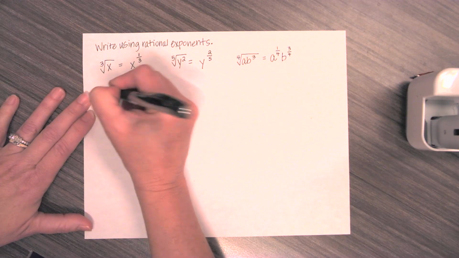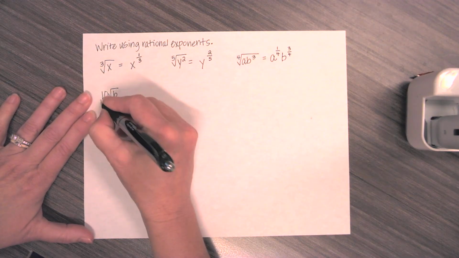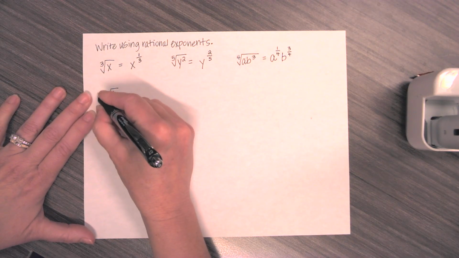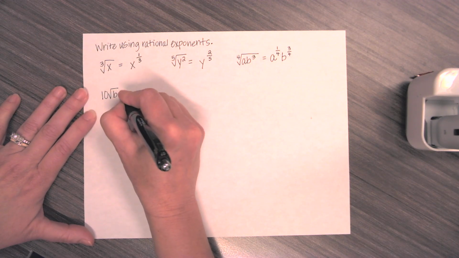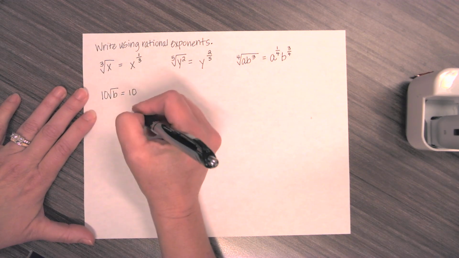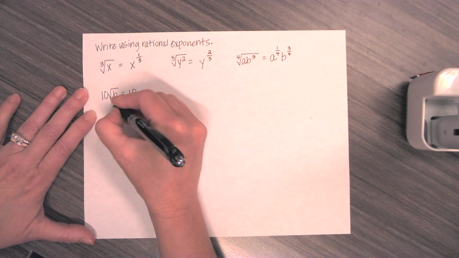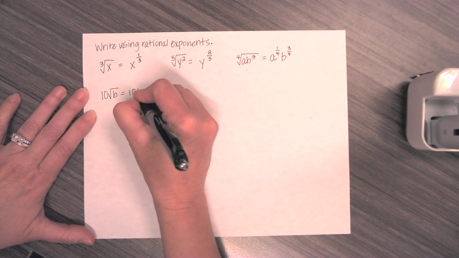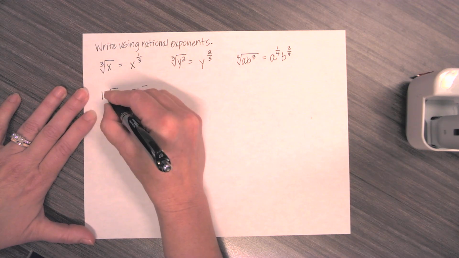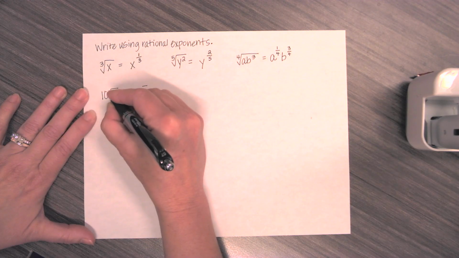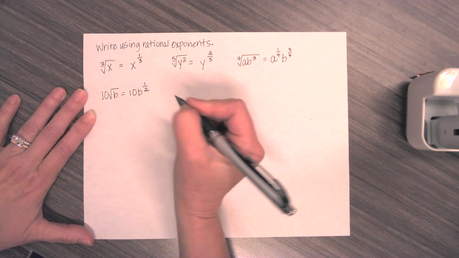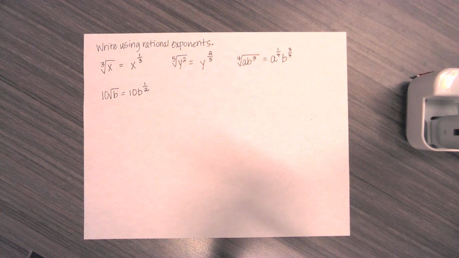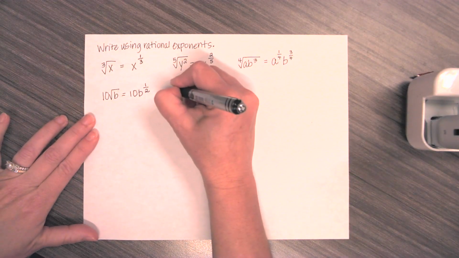10 square root of b. All right, the 10, if you notice, it's not under a root, so we do not have to convert it. We can just bring the 10 over. The b is what we have to convert. The b is being raised to the first power, and we're taking the square root, so the 1 on top and a 2 on bottom. So b to the 1/2.